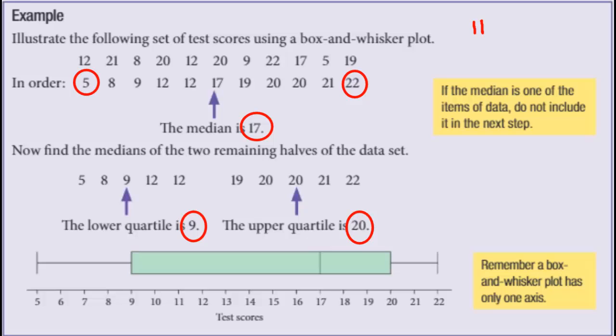And the maximum value is 22, so mark at 22. Now join this maximum value with the midpoint of the right side of the box, and join the minimum value with the midpoint of the left side of the box. And then the median is 17. At 17 draw the median position. So this is our whole box and whisker plot, and in short we call it a box plot.